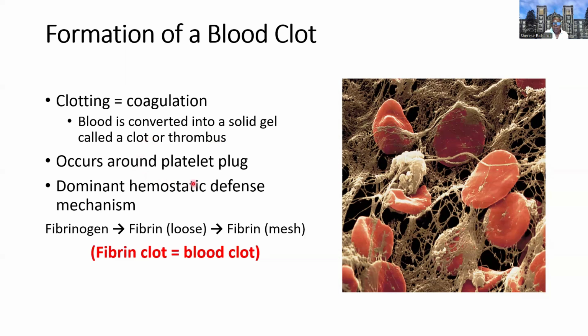This occurs around the temporary platelet plug, and it's a hemostatic defense mechanism. So again, it's going to stop the bleeding and encourage the healing at the site of injury. The final steps in the blood clot formation include fibrinogen, which is converted into fibrin, the active form. This creates a loose, sort of disorganized, again, somewhat temporary fibrin. And then that can be converted into a more permanent, secure fibrin clot or blood clot. So we go from a loose fibrin clot to a more permanent fibrin mesh or blood clot.